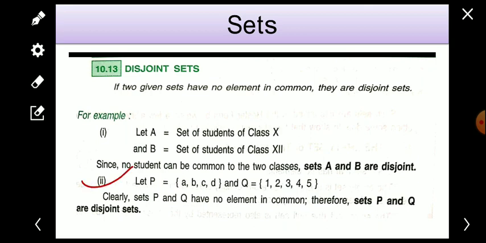So if we talk about example 2, P and Q are two sets, and P is the set of A, B, C and D, and Q is the set of 1, 2, 3, 4 and 5. So here we can see that no element is common to both the sets. It means the set P and the set Q are disjoint sets. No element in common, then disjoint sets. So I hope that you understood.